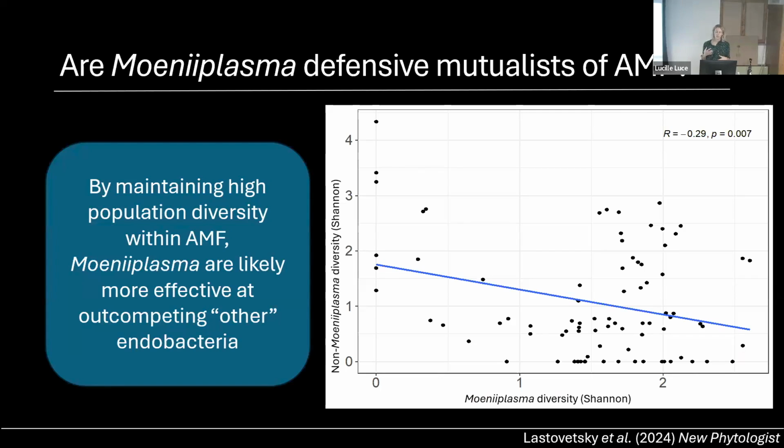So I'm thinking, or we're proposing, that by maintaining this high population diversity within AMF, Moenoplasma are likely more effective at outcompeting all of these other hitchhiker, potentially detrimental, potentially parasitic endobacteria. Of course, this requires experimental testing, and this is something that I hope to do in the future.